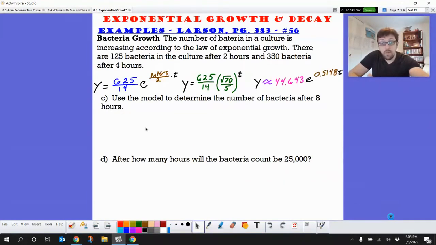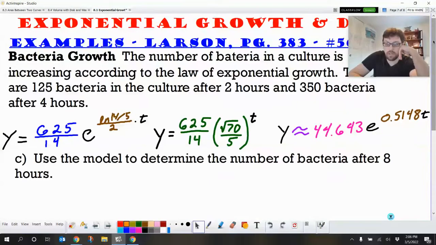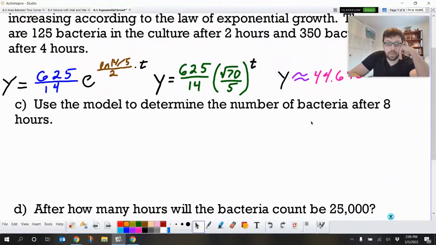All right, so now what we want to do is use those models that we've created in order to figure out some information about the bacteria. Here we want to check what's going on after 8 hours. I can use any one of these models. I'm going to use this one. After 8 hours, that's my t value. So I just need to evaluate this thing when t equals 8.